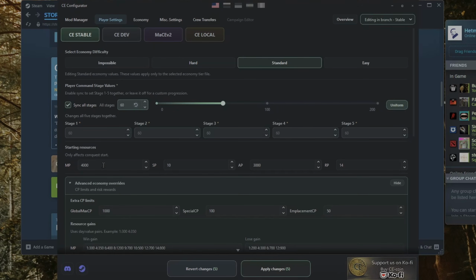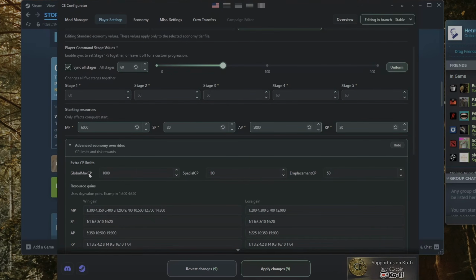Starting resources are usually determined by the economy difficulty, but even though you're playing a specific difficulty, you can, again, make changes. So I can go for 6,000 here. Those special points, I can say 30. Ammunition can go to maybe 5,000. Or you can make it 100,000. You never have to worry about it during your campaign. Then we have research points. Maybe 20 would be easier to play with. And below that, you have advanced economy overrides.